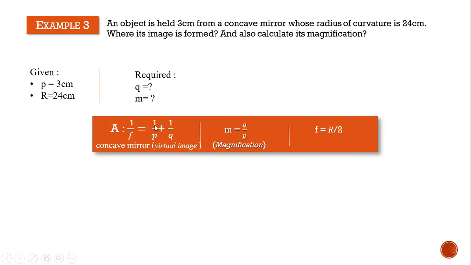After finding the image distance, I can easily find the magnification. Now, applying the formula, f is equal to r by 2, so that focal length is 12. Now here I can conclude focal length is 12 and object distance is 3. It means object distance is lesser than the focal length. It means the object is within the focal length, or I can say that it is between P and F.